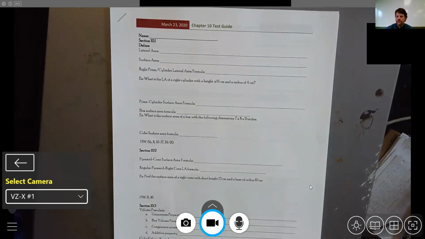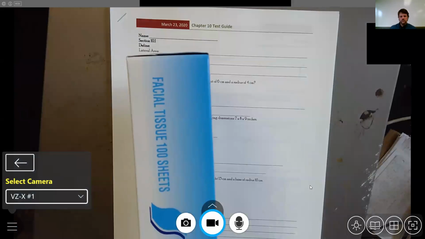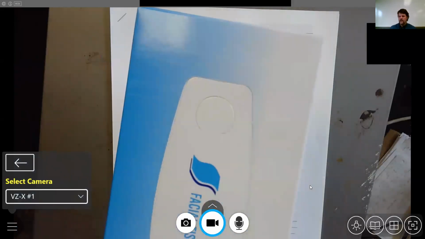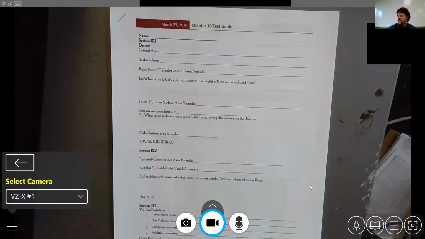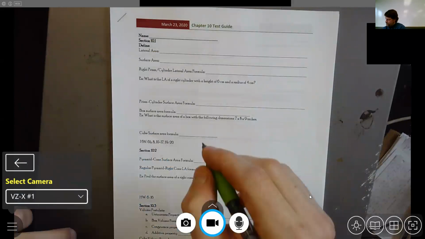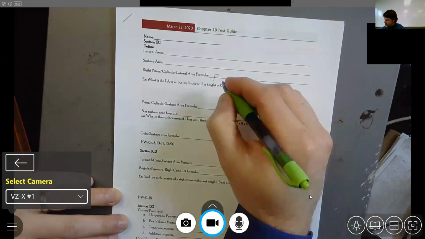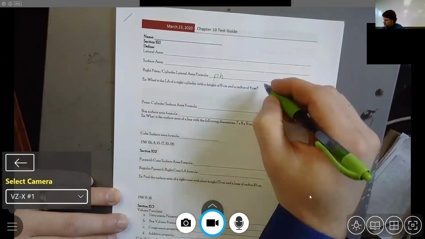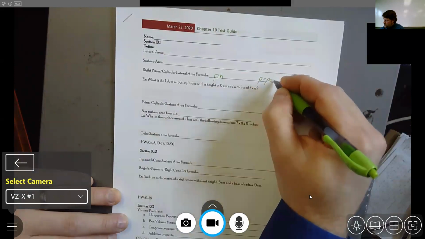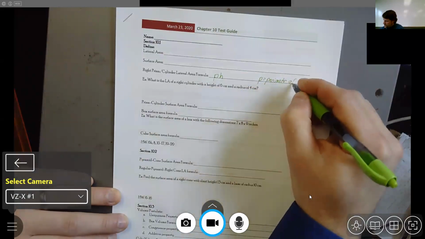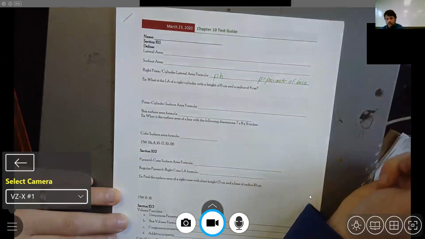For a right prism, so that's something like a Kleenex box, because the sides meet at 90 degrees, or a cylinder like a can, the lateral area formula is the perimeter of the base times the height. So by P we mean perimeter of the base. And that gives you lateral area.